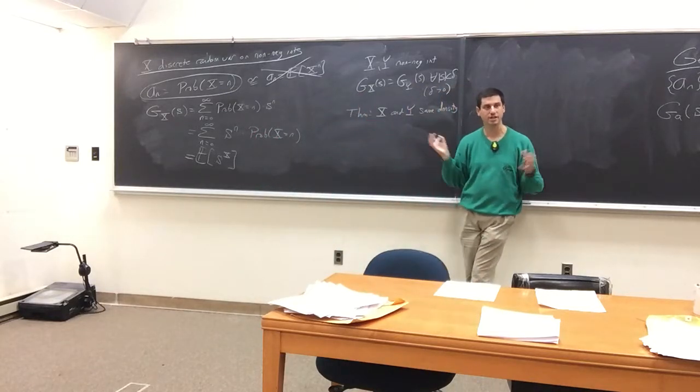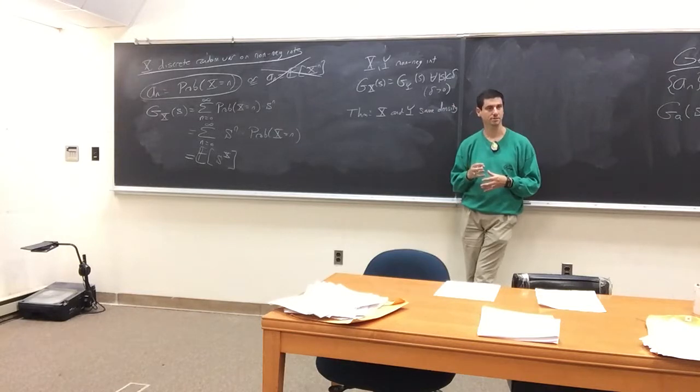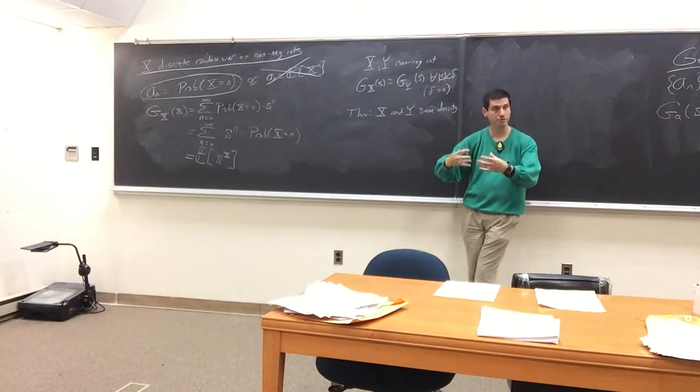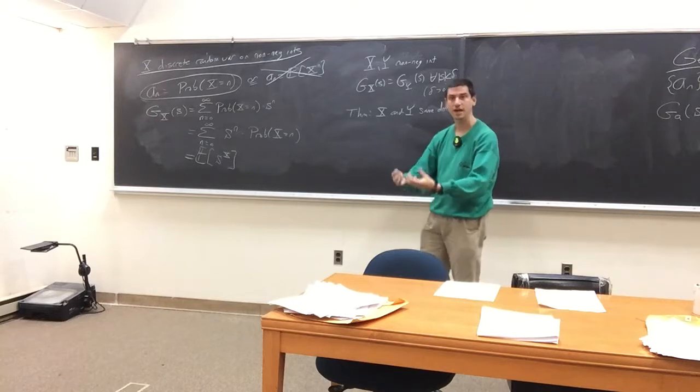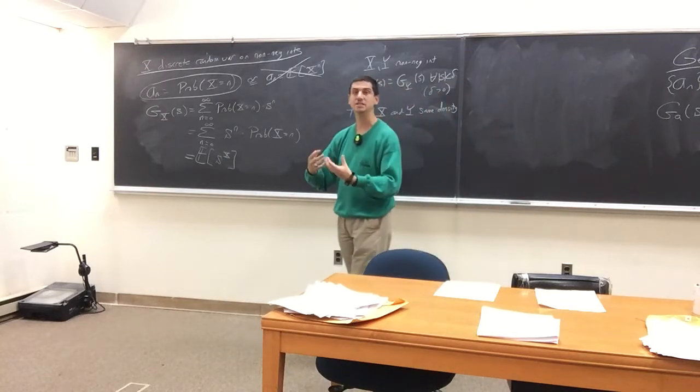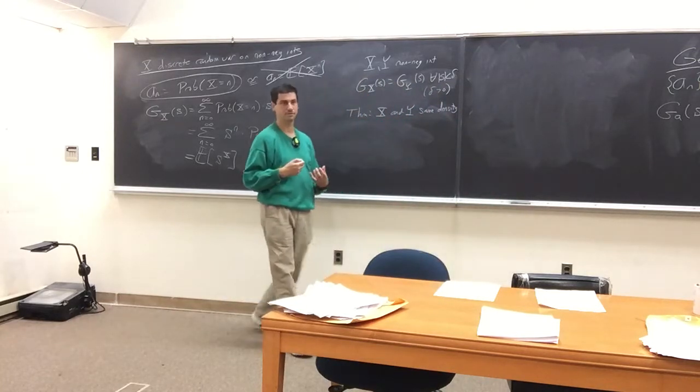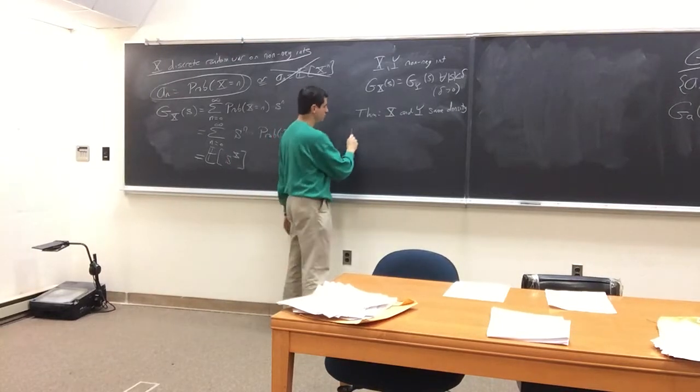This is the quick guidepost to what we're going to be seeing. We want to calculate generating functions. We want to show generating functions are converging. And then since they're converging, that implies the densities are coming along for the ride. Right. The proof is not too bad.